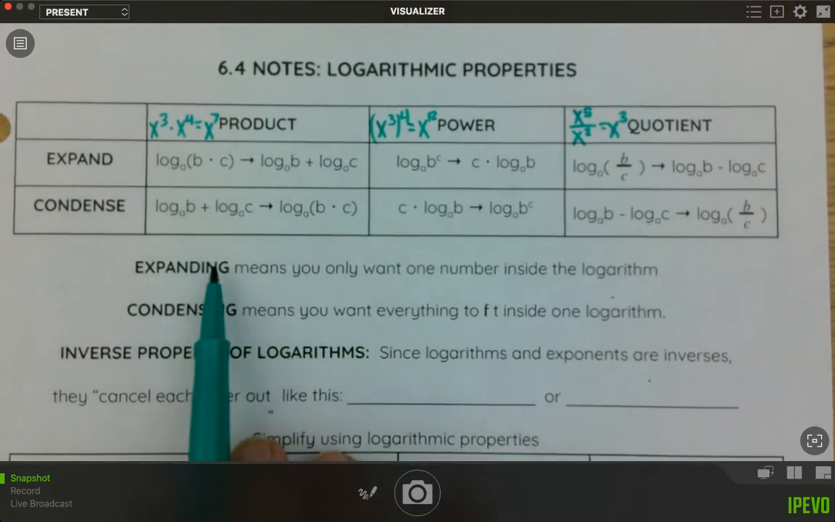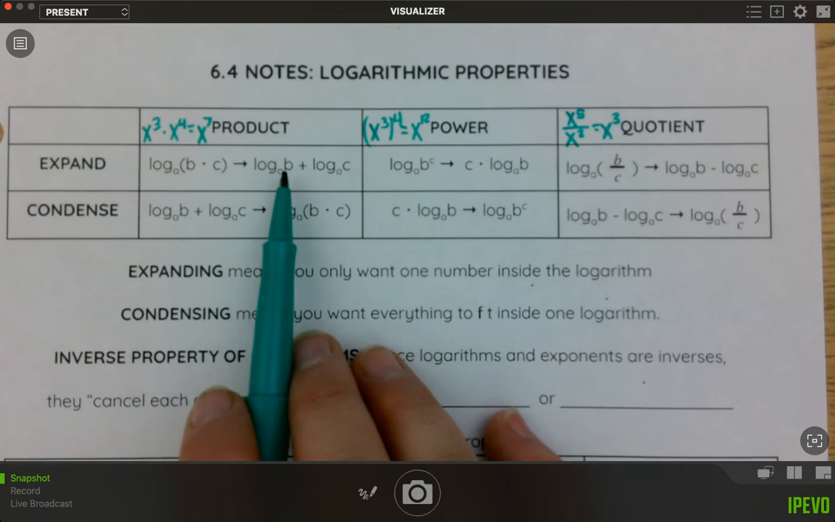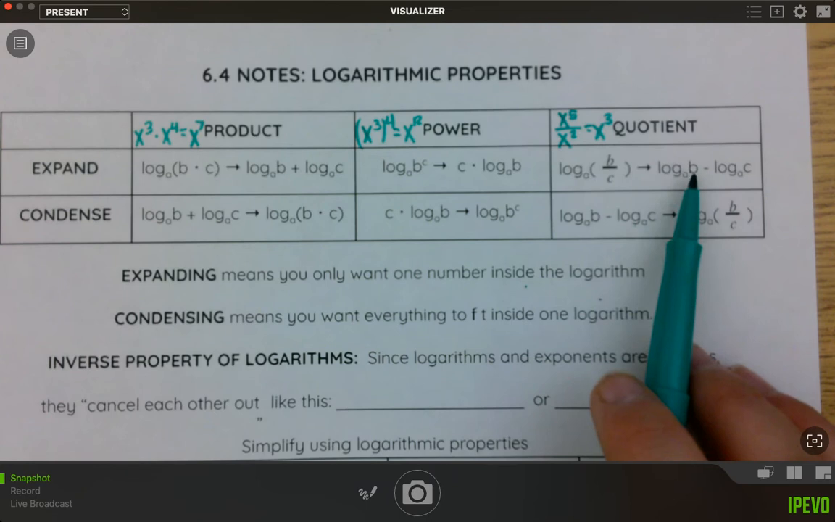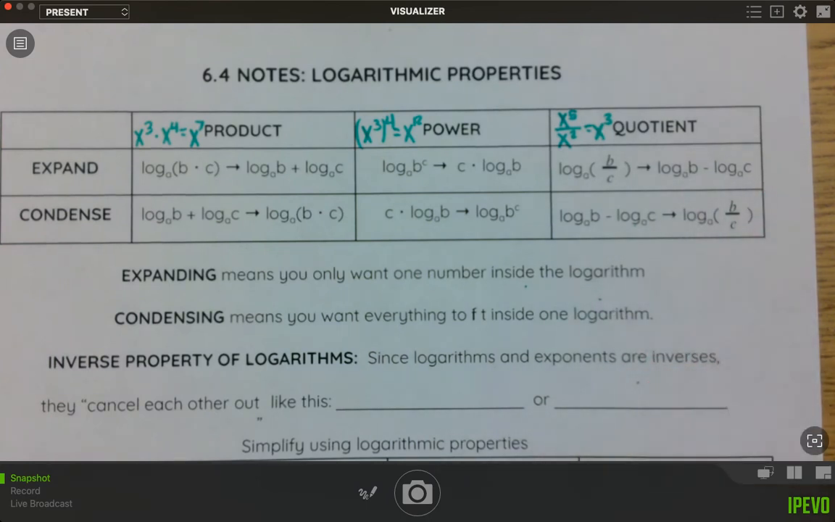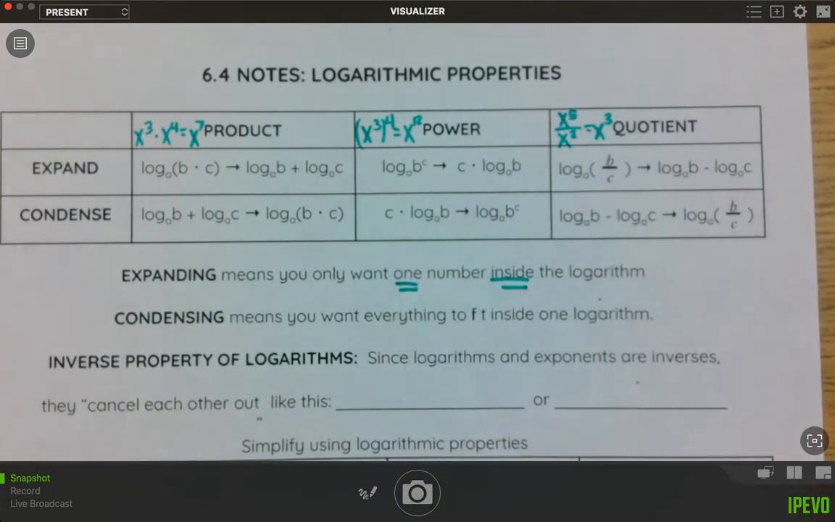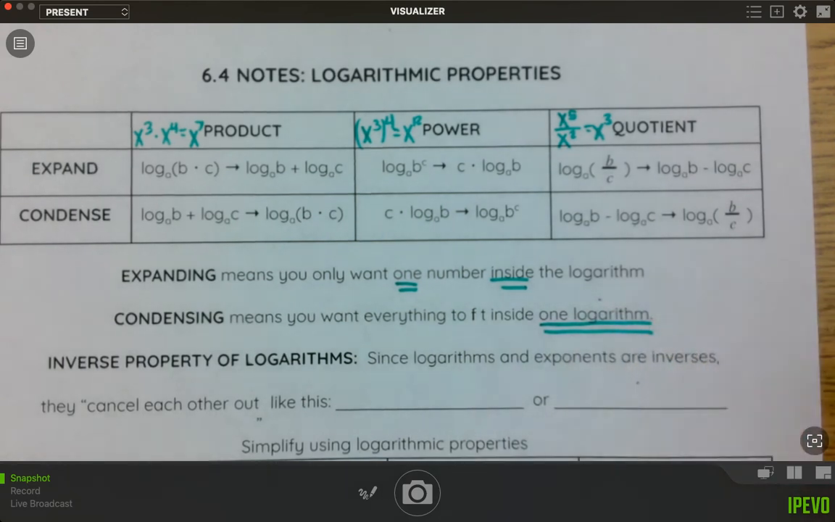Again, expanding means you only want one number or one variable inside the logarithm. See how this is just b and this is just c? This turns into just b, this turns into just b and just c. So you only want one thing left inside. Okay? So one thing inside. Condensing means you want to put everything together so that it fits inside of one logarithm. So either there's one thing in each logarithm or it all becomes one logarithm. Okay, and it kind of makes sense that expanding, you're making it longer, condensing, you're making it shorter.